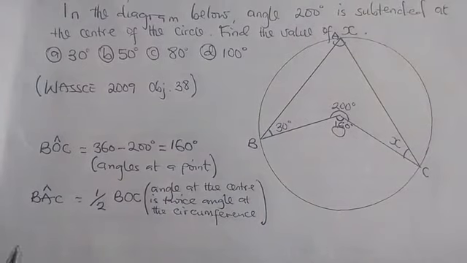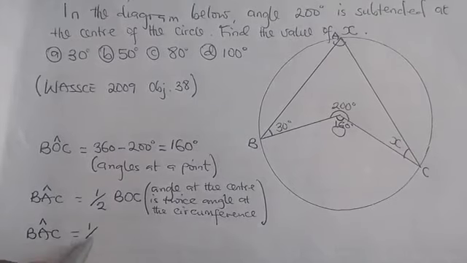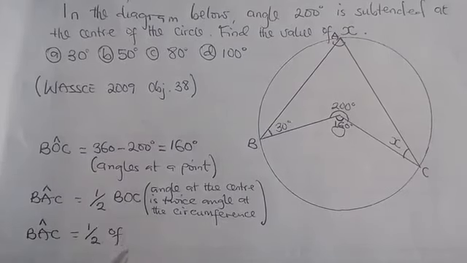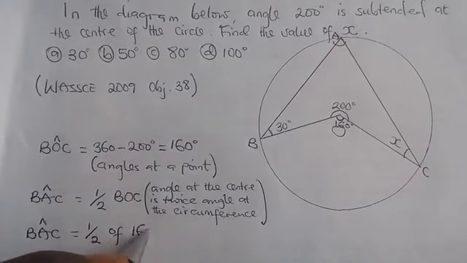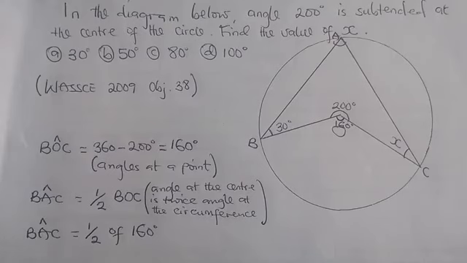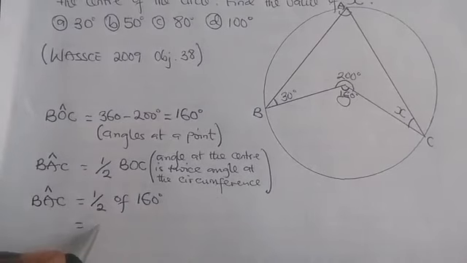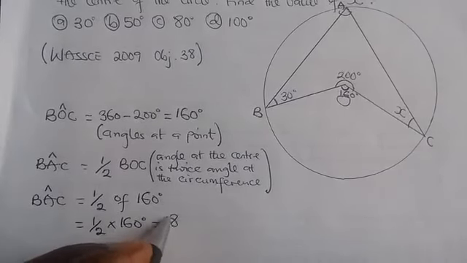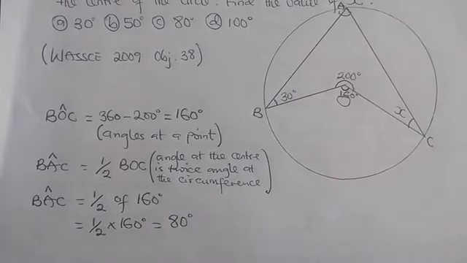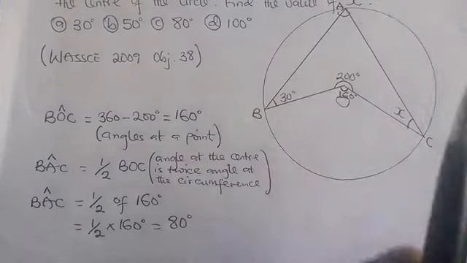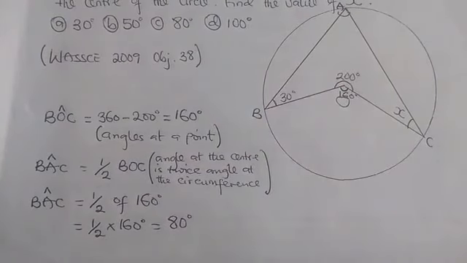So if that is the case, we have BAC equal to half of BOC, which is 160 degrees. So with this, we have half of this equal to 80 degrees. So BAC has been found to be 80 degrees.